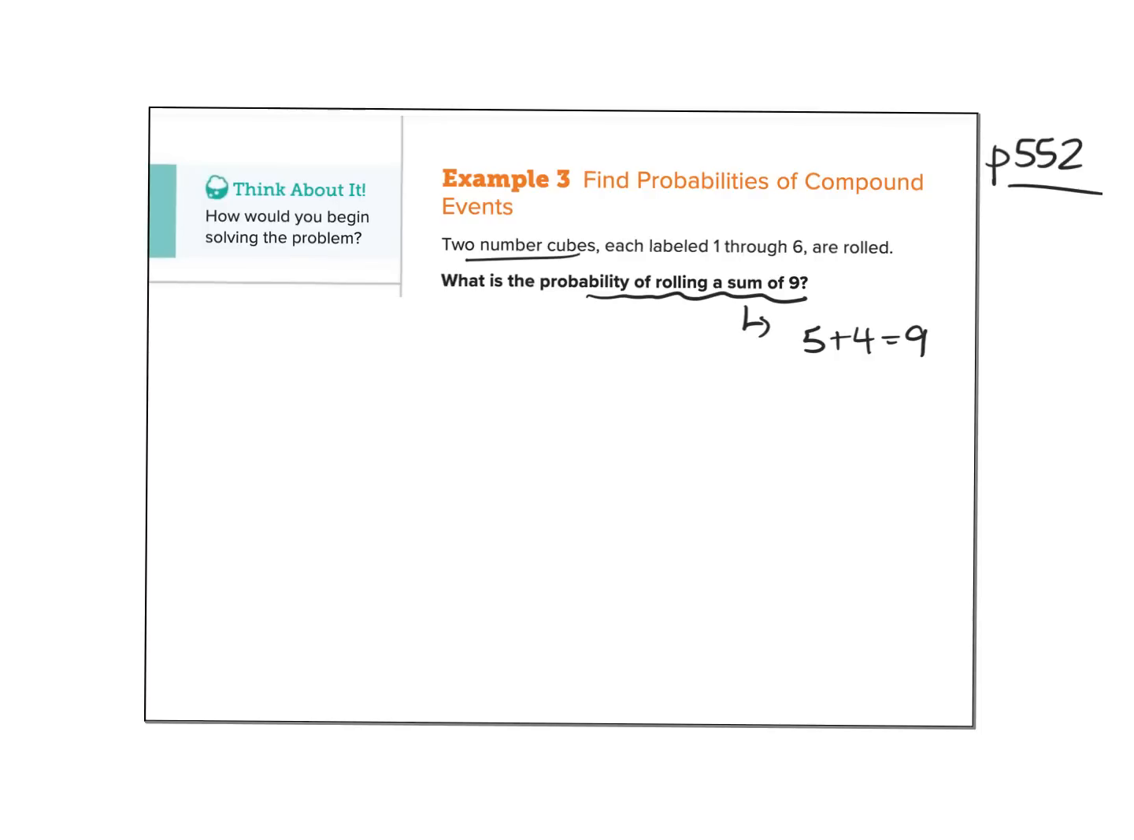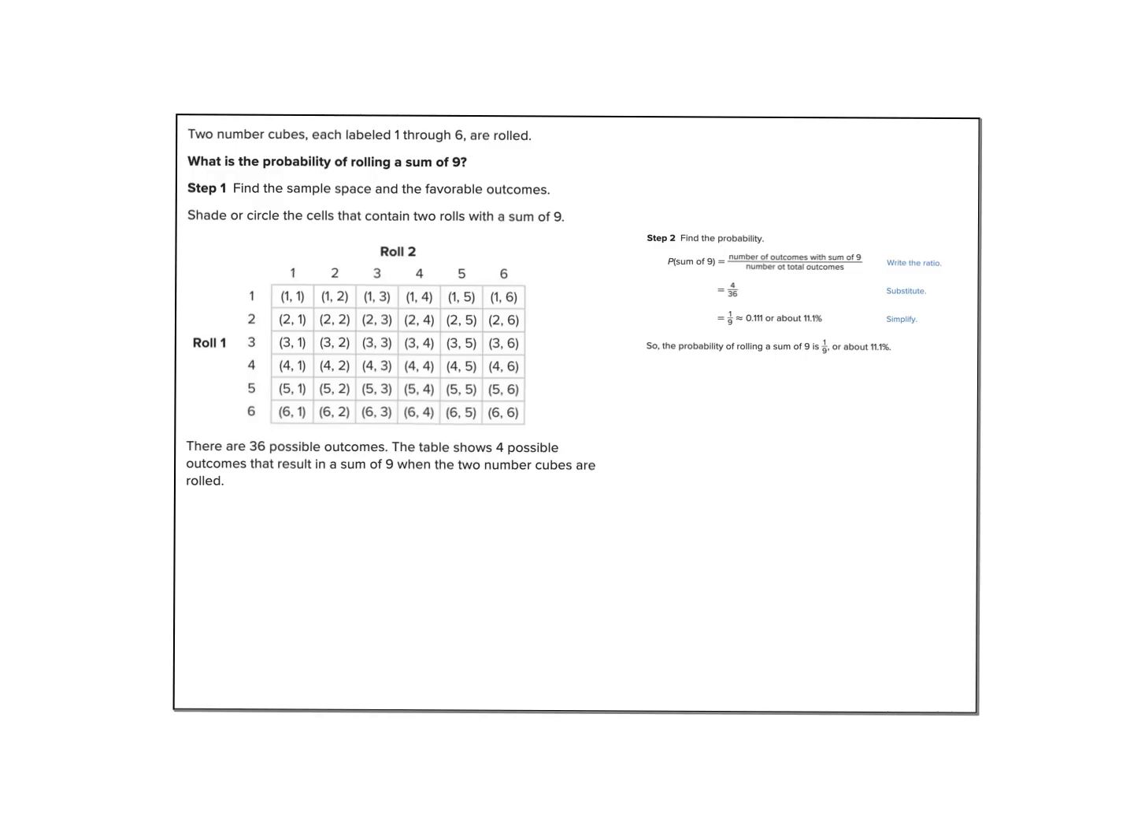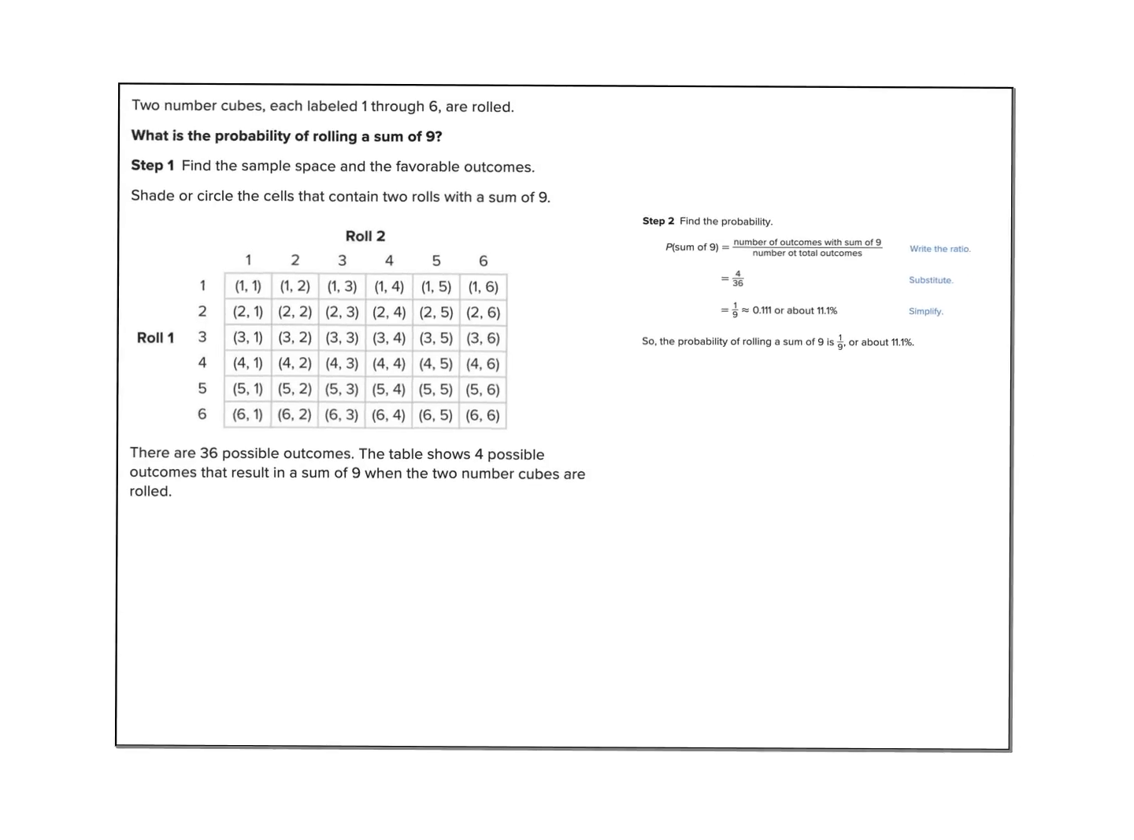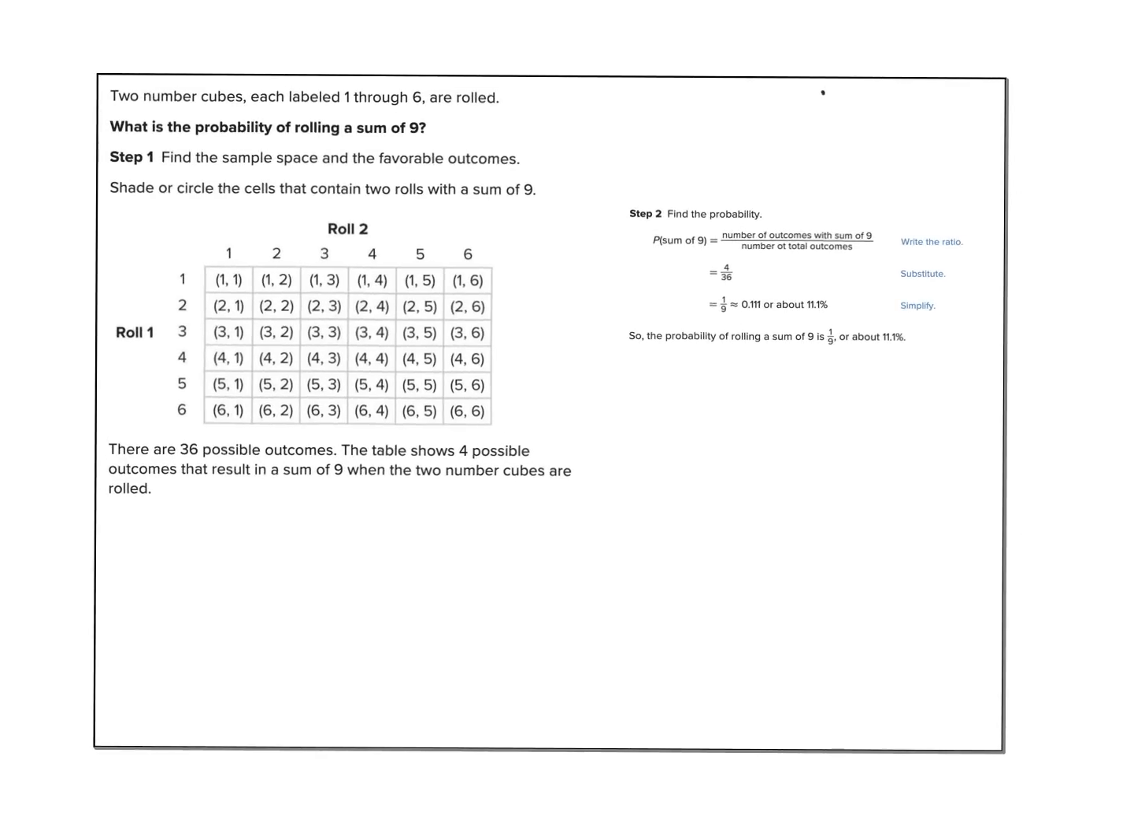So if you think about this, we have a couple options. We could either draw a chart or we could draw a tree diagram. You can kind of use either one that you want. So on page 552, you're going to see that they actually made a chart for you. So they put, hey, here's roll 1, you could get a 1 through 6. Here's roll 2, you could get a 1 through 6.